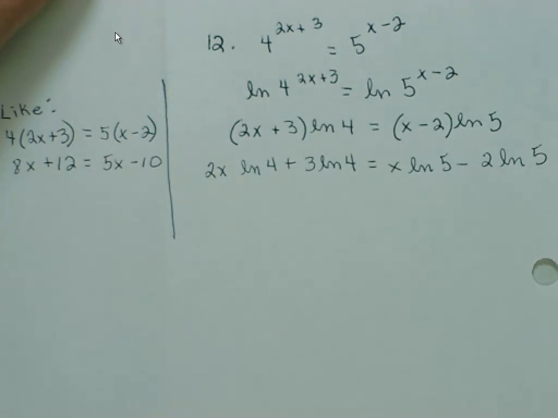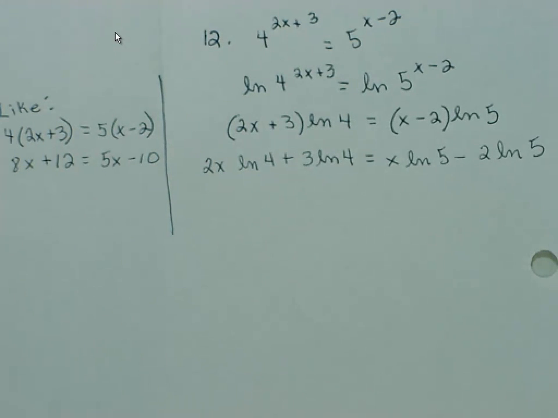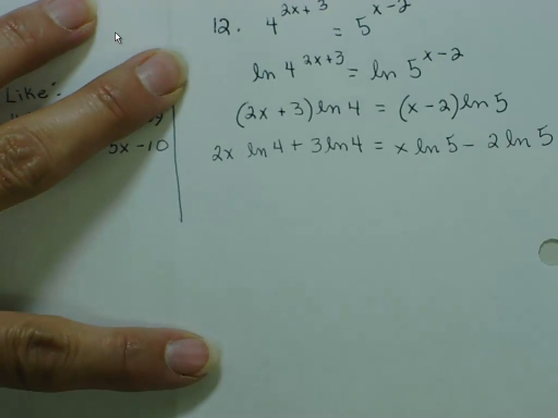The reason I try to keep as many logs as possible positive is because logs that are added I put back together as multiplication. Logs that are subtracted I have to put back together as division. So I want to keep as many logs as possible positive. So I would choose to move my x's to the right.